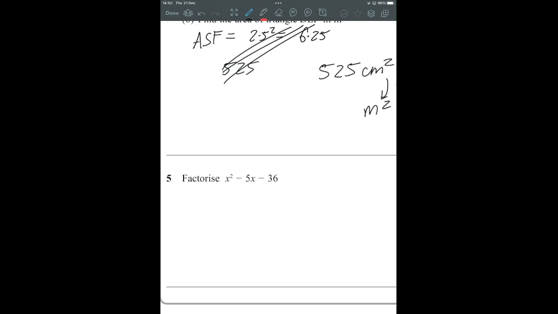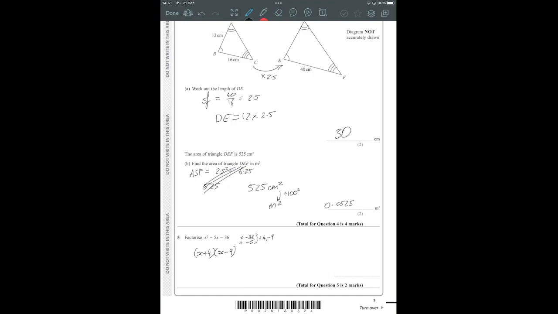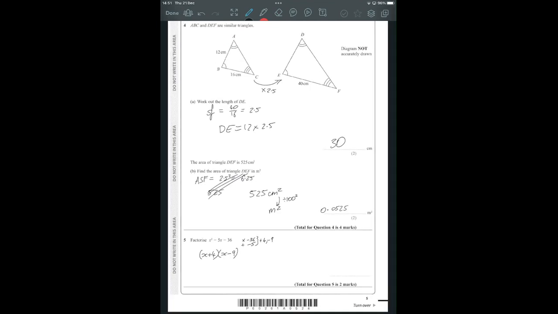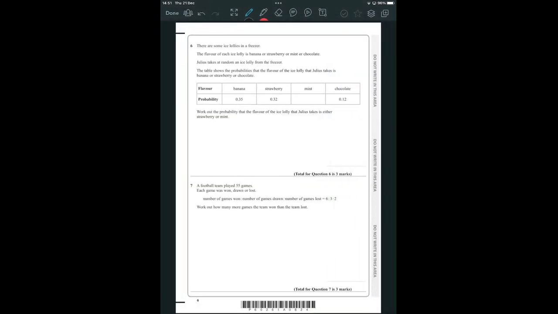Factorize, we look for two numbers which multiply to negative 36 and add to negative 5. Think about my products that go to 36. 1 and 36 doesn't work, 2 and 18 doesn't, 3 and 12 doesn't, 4 and 9 might. And yes, if I use negative 9 and positive 4, that does work. So straight into my brackets, x plus 4, x minus 9. And you should, as part of your checking process, expand that out with FOIL and see if it does indeed get back to where we started.